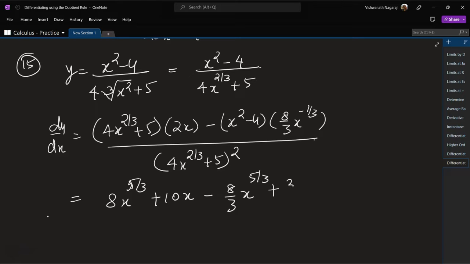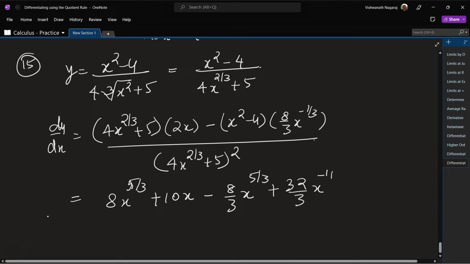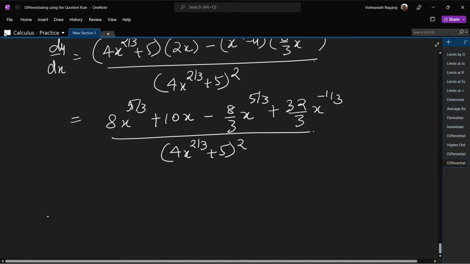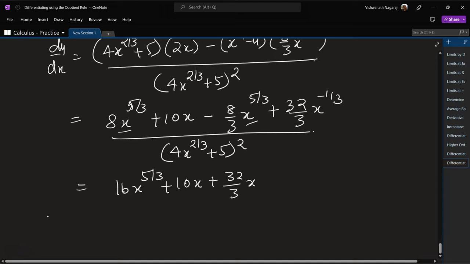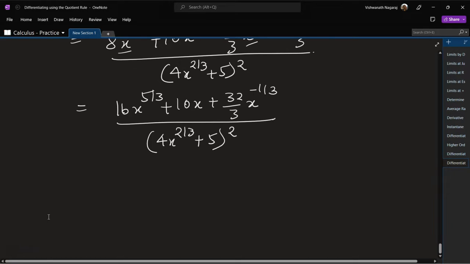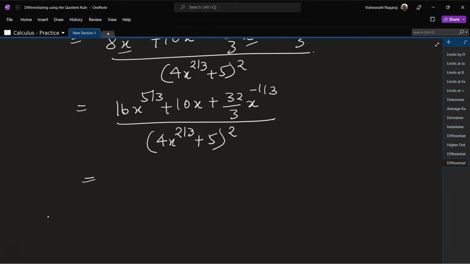Then we have 4x^(8/3) + (32/3)x^(-1/3) divided by 4x^(2/3) + 5 whole square. Again, like terms, so let's first combine them. So 24 minus 8 is 16x^(5/3) + 10x + (32/3)x^(-1/3) divided by (4x^(2/3) + 5) square. Now we need to get rid of that minus 1 by 3.